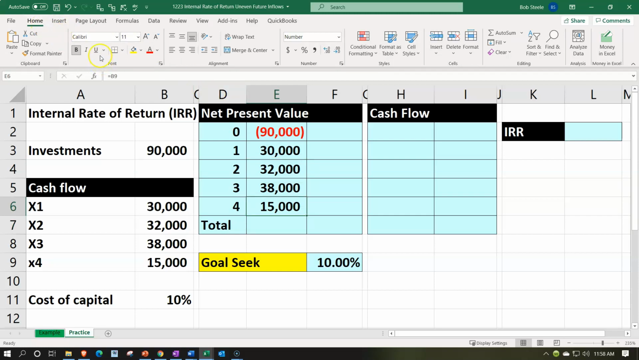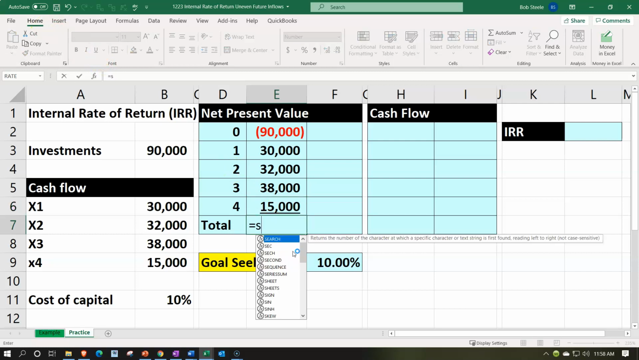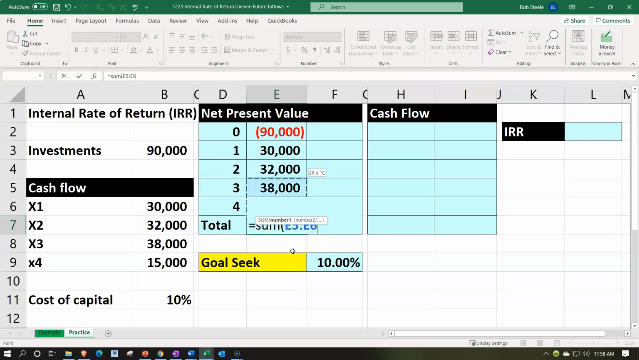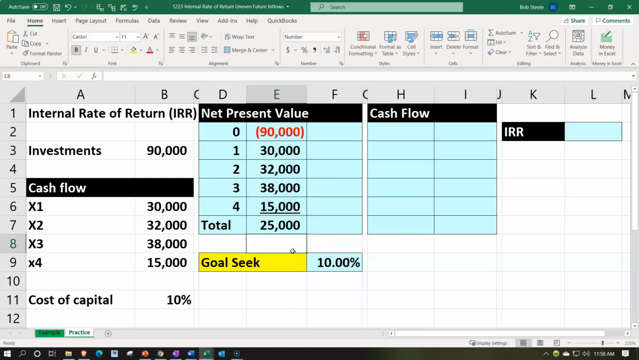So we have the home tab font group. Let's underline this one, and then let's sum this up, equals the SUM. Sum it up. That's going to be 25,000. So if we had no time value of money, we'd be saying, yeah, after 4 years, we've got a benefit of 25,000. But time value of money, like what about time value of money?